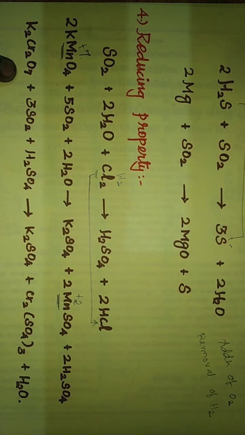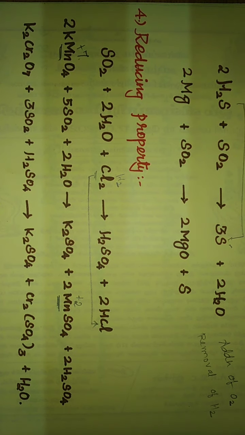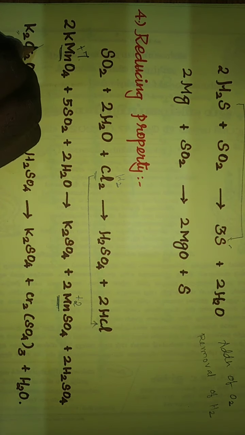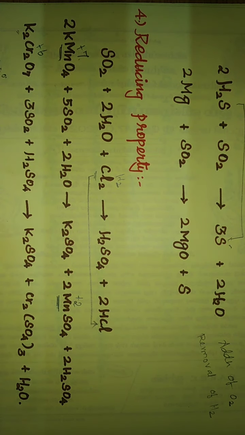The next reducing property is with K2Cr2O7. So here what is the charge of chromium? Let us calculate. Here 2 potassium, so 2 plus 2x, 7 oxygens, so minus 14, that is equal to 0. Then 2 minus 14 means minus 12, so 2x minus 12 equals 0. Then 2x is equal to 12, x equals plus 6. Okay, so this is the way of calculating the oxidation state of chromium in potassium dichromate. So here it is in the plus 6 oxidation state.